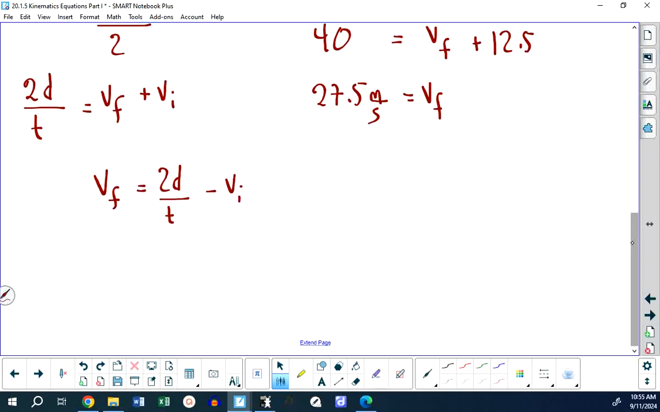If this doesn't bother you, you're not getting what I'm saying, because you go, well, who would do that? People think differently, okay? Some people are bothered by the fact that the VF is on the right here, and I'm subtracting VI from both sides. So I'm getting 2D over T minus VI equals VF, but I wrote it backwards. It doesn't matter. If 2D over T minus VI is VF, then VF is 2D over T minus VI. Okay? And you could put the numbers in.